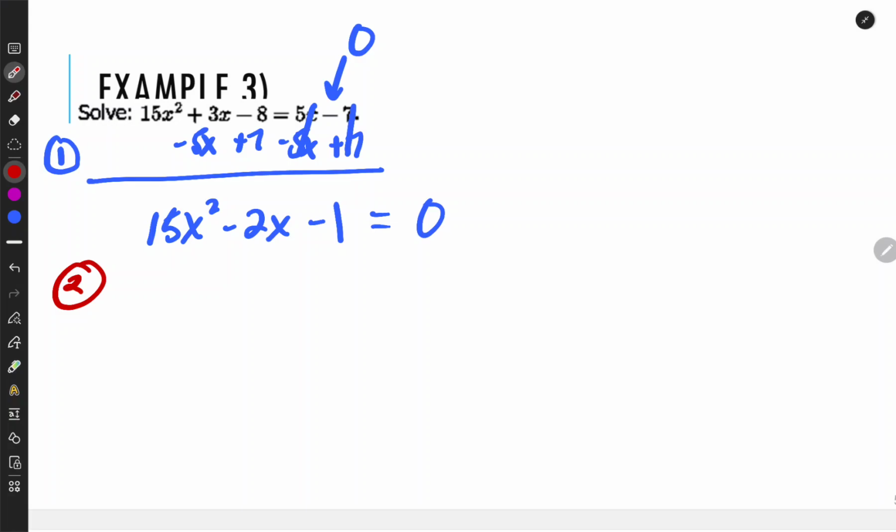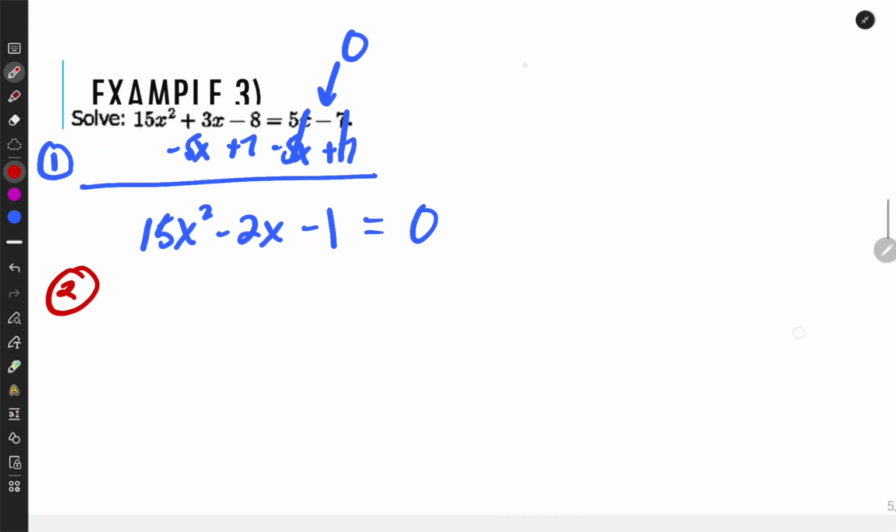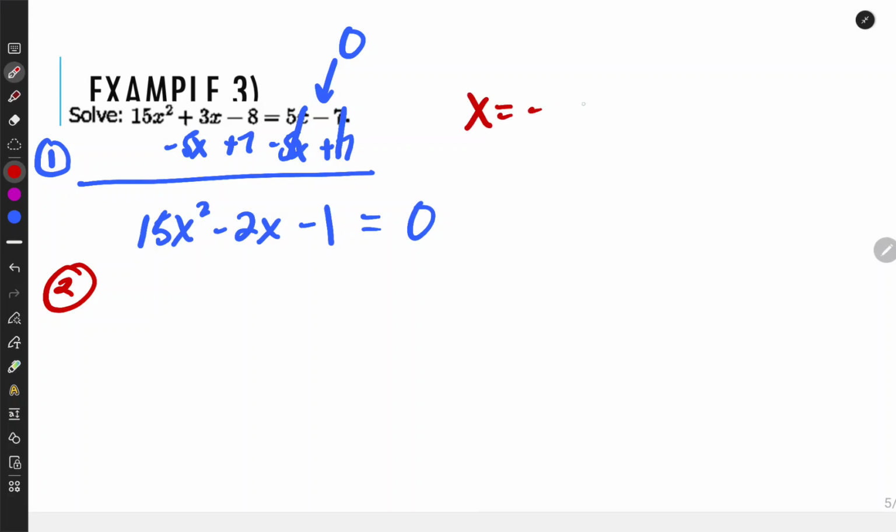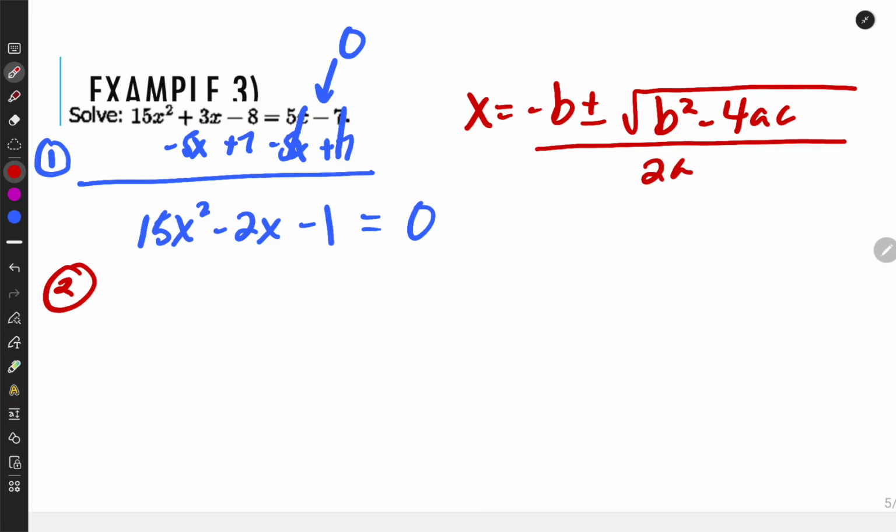So in this case, we're now down to a quadratic. And you could factor, but we're going to practice this using the quadratic formula. Remember, the quadratic formula is x equals negative b plus or minus the square root of b squared minus 4ac divided by 2a. Okay, so that's our quadratic formula. Remember your coefficient with your x squared, that's your a. Your coefficient with your x is your b, and then your constant is your c. So we're going to plug those in to find our answer.